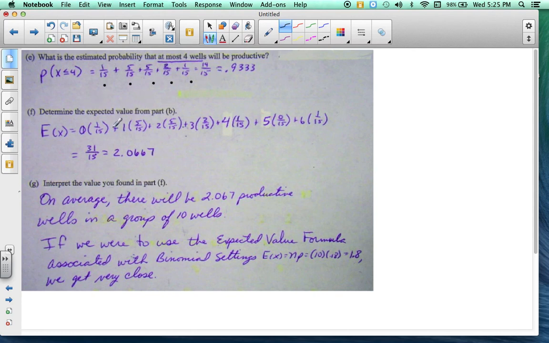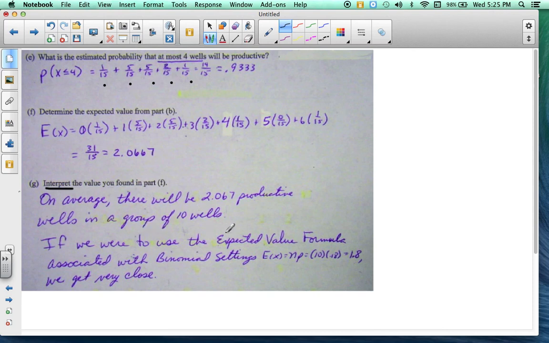Determine the expected value. Now remember, expected value is 0 times its probability, 1 times its probability, and so on. Add them all up and I got 31 over 15, which is 2.0667. And what does that mean? You have to interpret. On average, there will be 2.067 productive wells in a group of 10 wells.